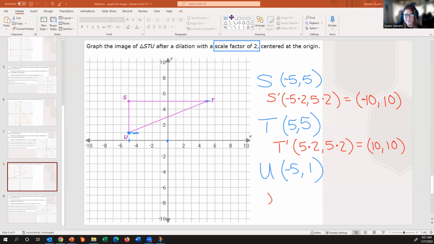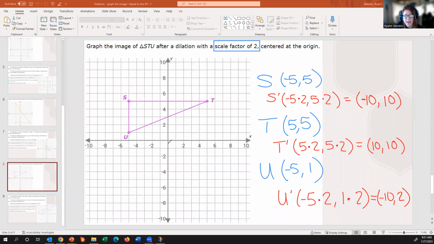And then we have U, which is going to be -5 times 2 and then 1 times 2, which would be a -10 and a 2. So now I have all of my coordinates of the image. So I want to go through and plot these points.